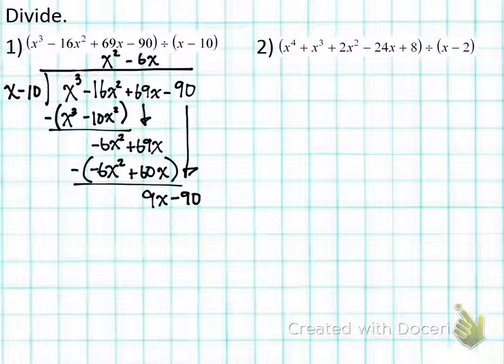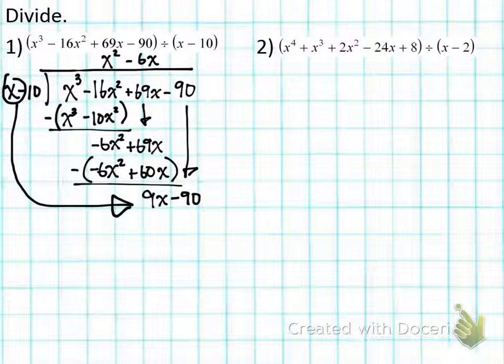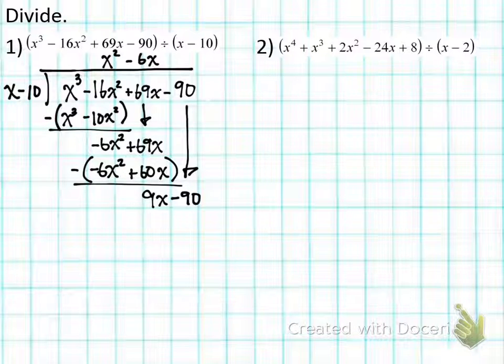Then we ask ourselves, what do I multiply this x with to get 9x? Positive 9. So I put positive 9 at the top, then I multiply it out. Positive 9 times x is positive 9x. Then we have positive 9 times negative 10 is negative 90.